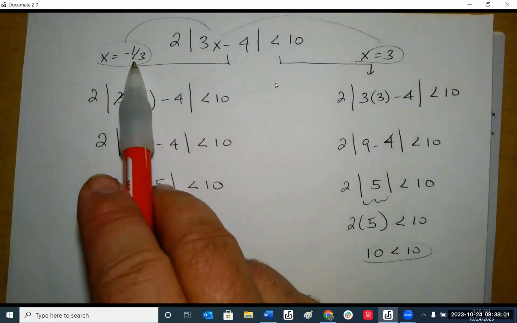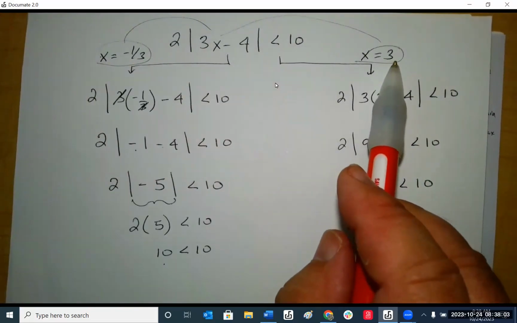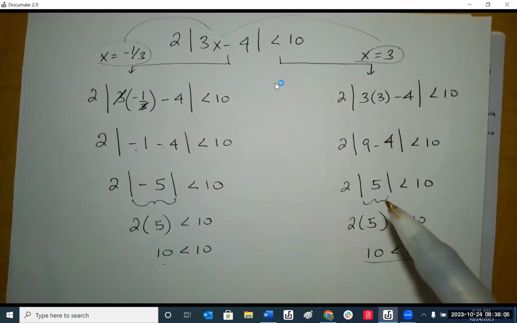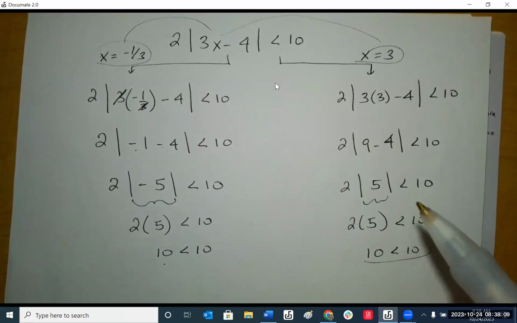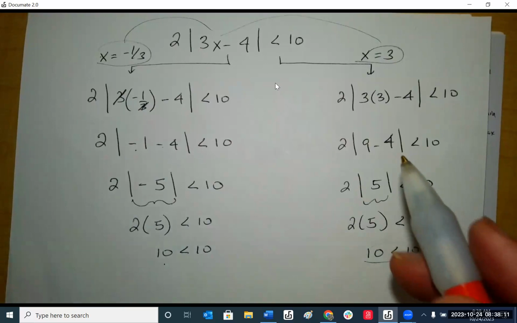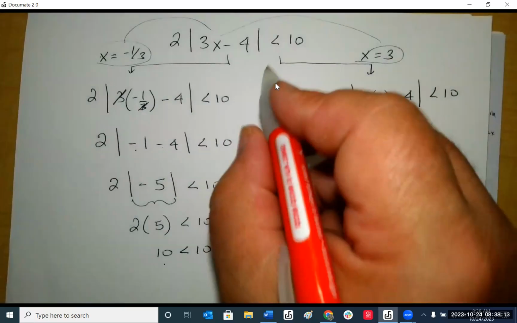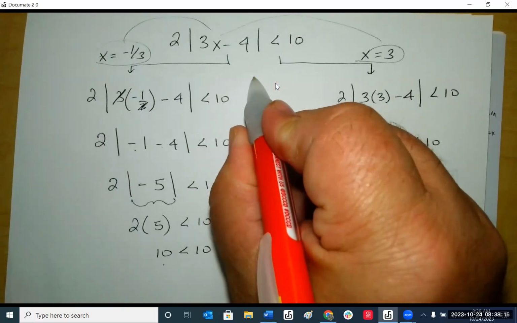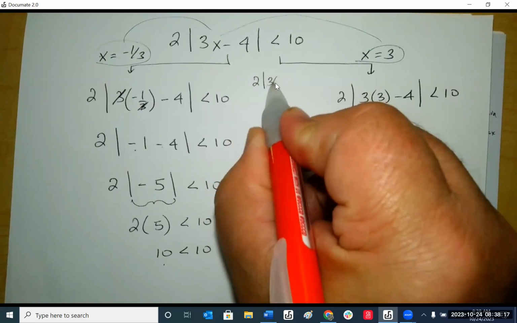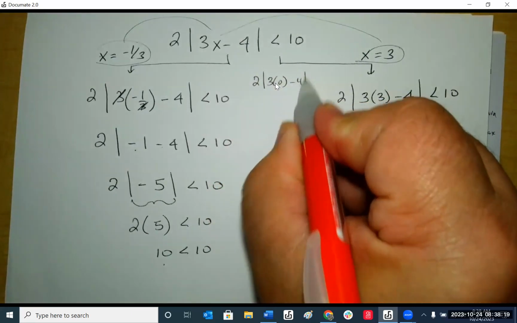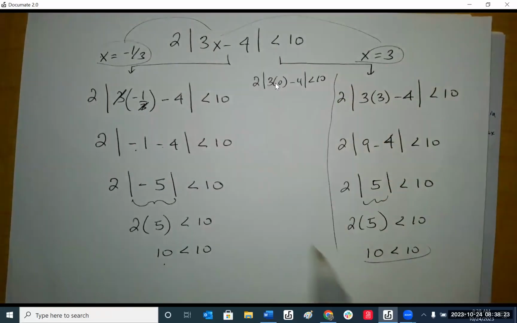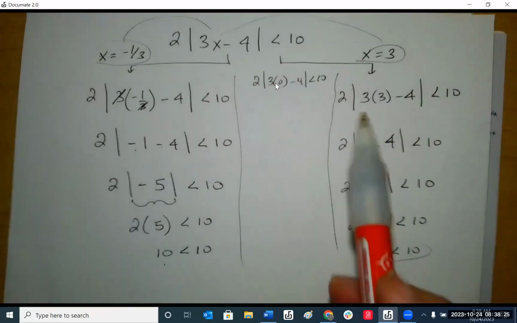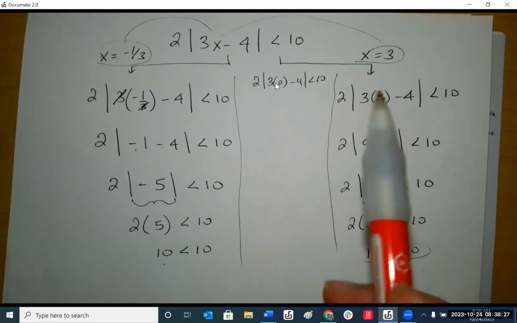What number is between -1/3 and 3? That's easy to use. Even easier. 0. If you can use 0, always use 0. But no, 1 would have worked also. So we use 0. So we have 2, 3 times 0 minus 4 is less than 10. Because if this number is less than 10, we're good to go.